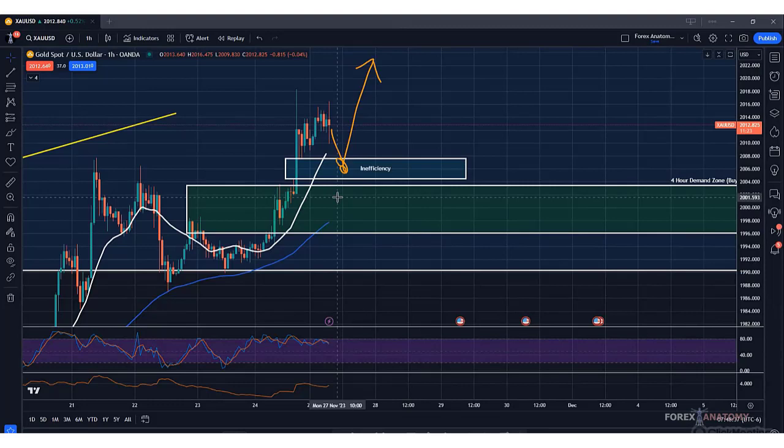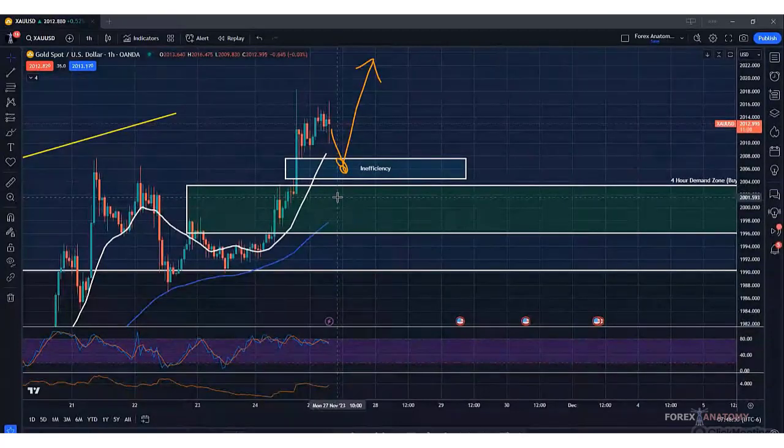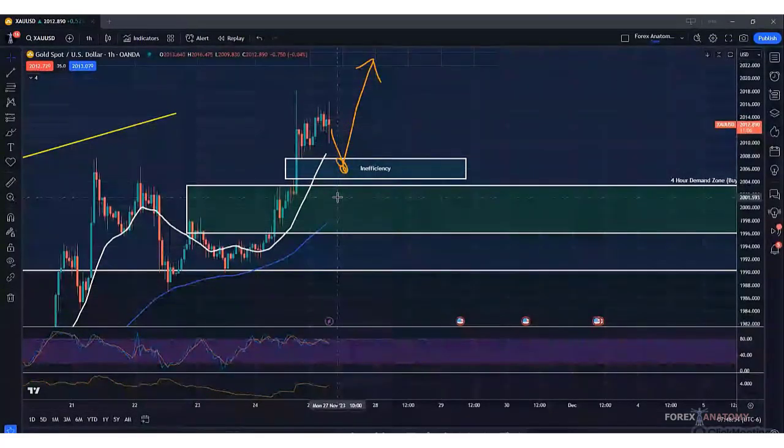Because right now I don't really have too much as far as different pairs or different assets. It was just a typical Monday. I'm not seeing much right now. So I'm probably going to end a bit early today, or this morning.